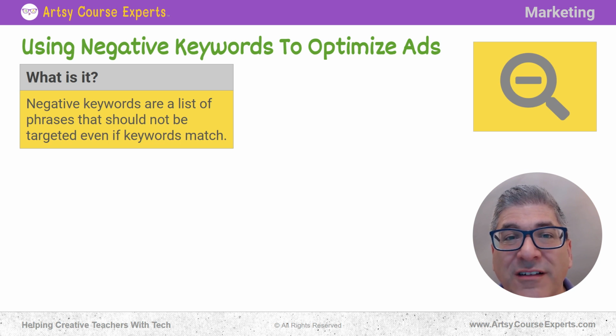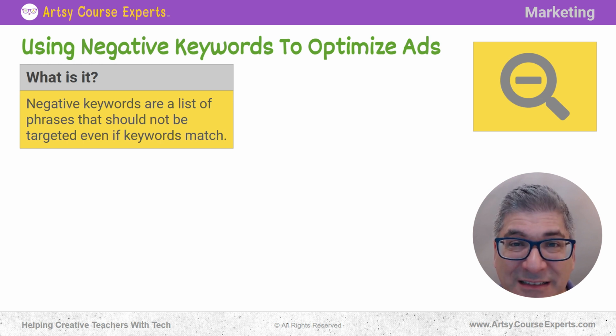Negative keywords are a list of phrases that should not be targeted, even if some of the ad campaign keywords do match. So the negative keywords are kind of like priority one, and they override whatever keywords you may have had in your ad. If any of the negative keywords appear, then no money is wasted.